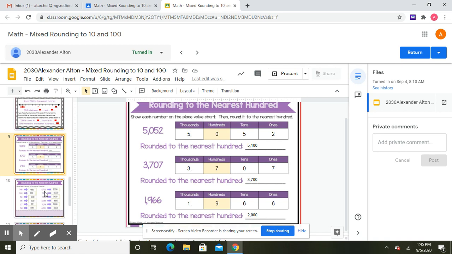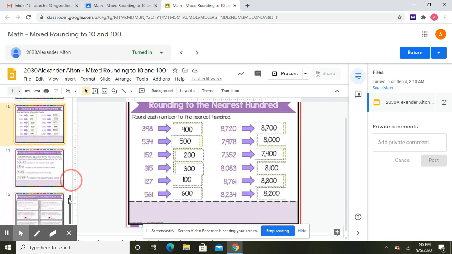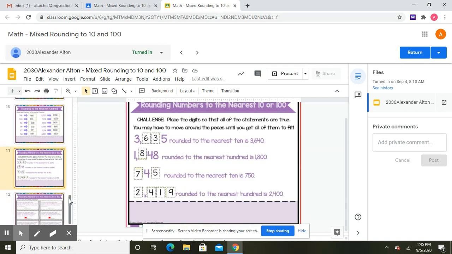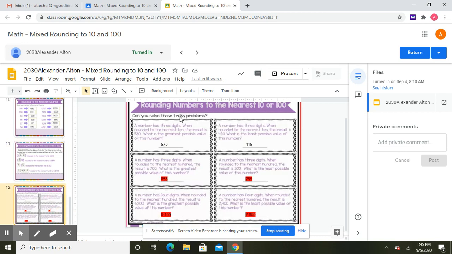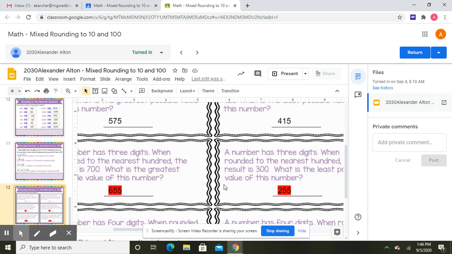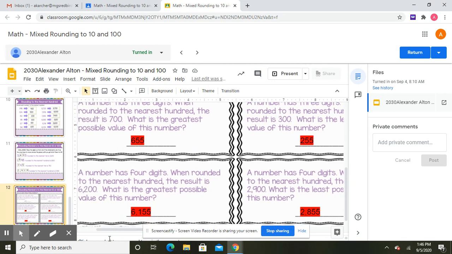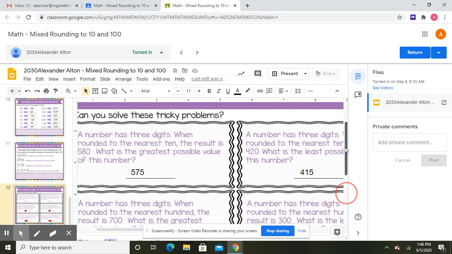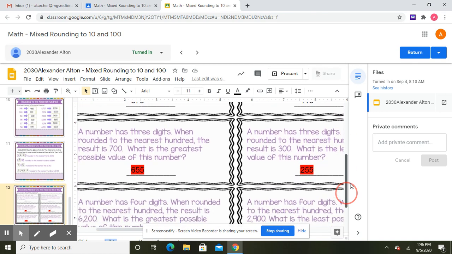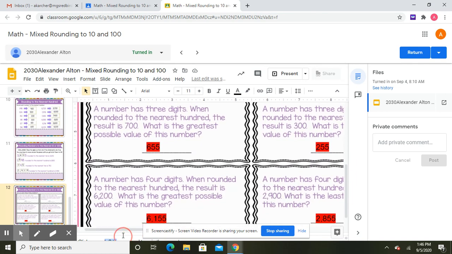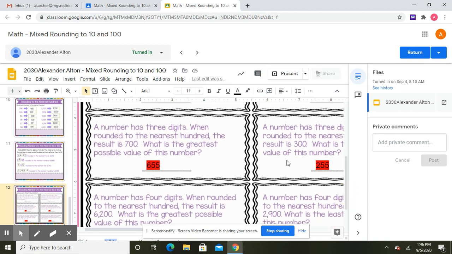Slide 9 is perfect. Slide 10 is perfect. Slide 11, perfect. And now slide 12. This one was tricky. I'm going to zoom in just a little bit. Okay, you did awesome with the top 2. Now I'm going to talk you through this one and see if you can correct the other 3, because I think you made the same mistake in all 4 of these.